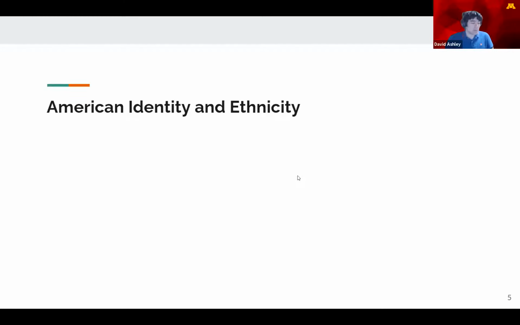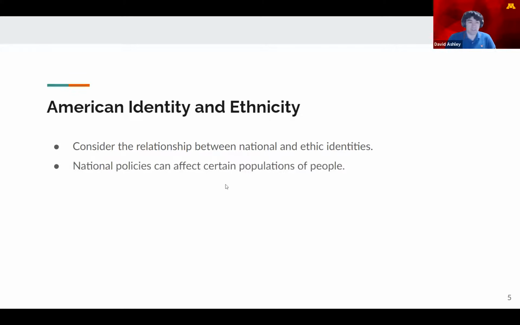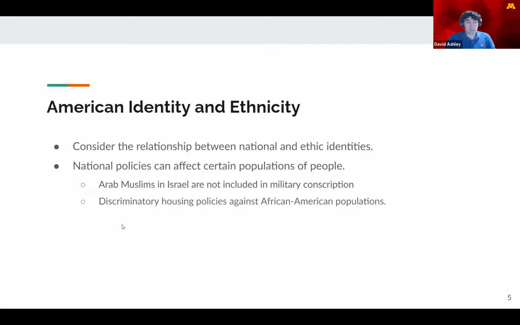So something to keep in mind is that these frameworks can't always be so cleanly separated. Something to consider is the relationship between national and ethnic identities. National policies can affect certain populations of people. So, for example, we can look at the fact that Arab Muslims in Israel are not included in military conscription, or, as mentioned before, discriminatory housing policies against African American populations.